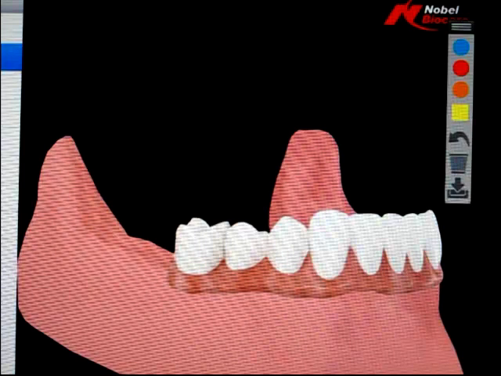So those are basically our three tiers. We've got single tooth replacement, we have denture replacement, and then we have full arch replacement like this.